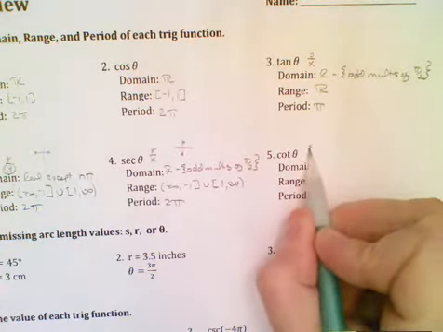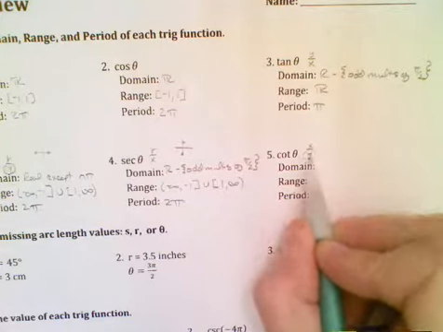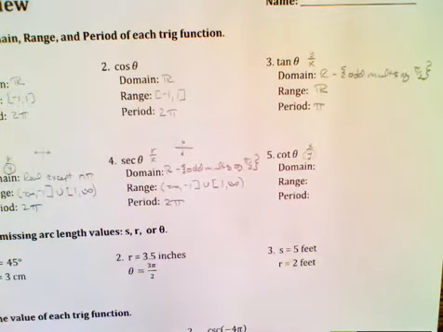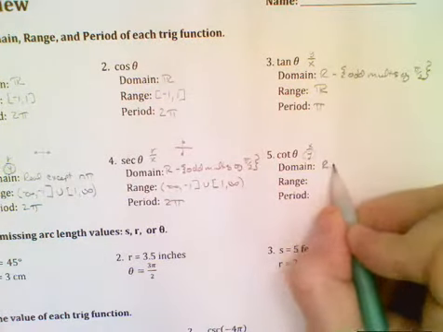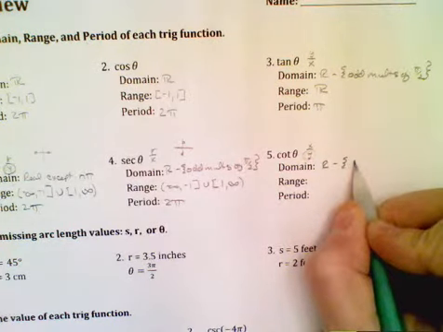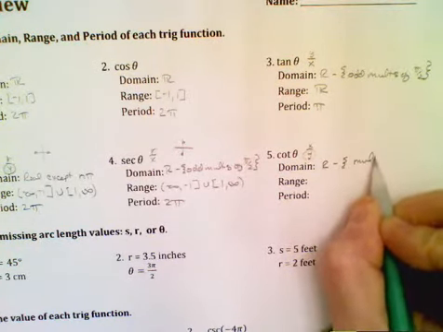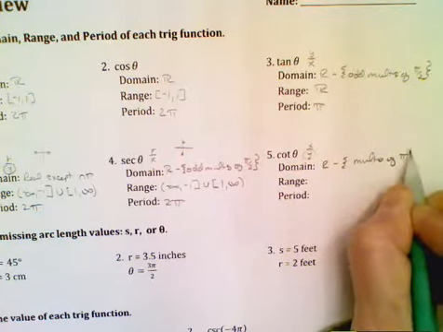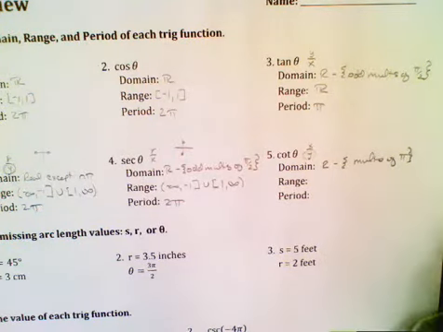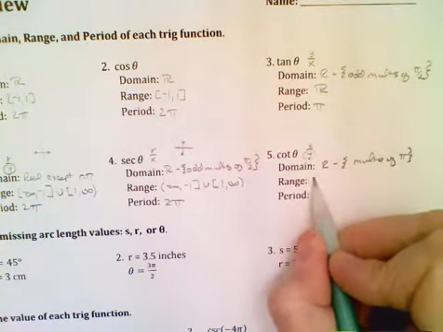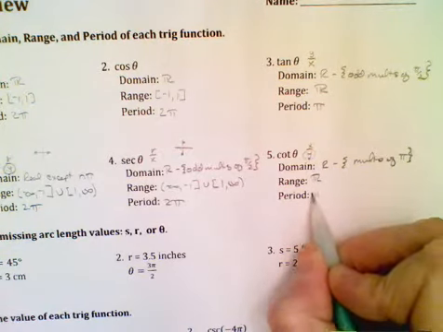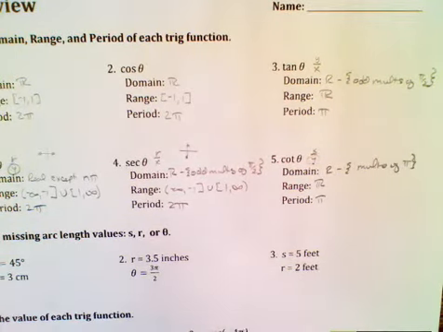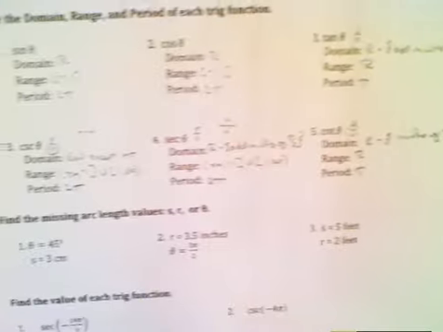Cotangent is x over y, so it's undefined just like the cosecant is. It's undefined for all reals minus just multiples of pi. Any multiple of pi. 1 pi, 2 pi, 3 pi. Range is all reals, and period is pi. So if the graph helps, think about what the graph looks like to answer those questions.